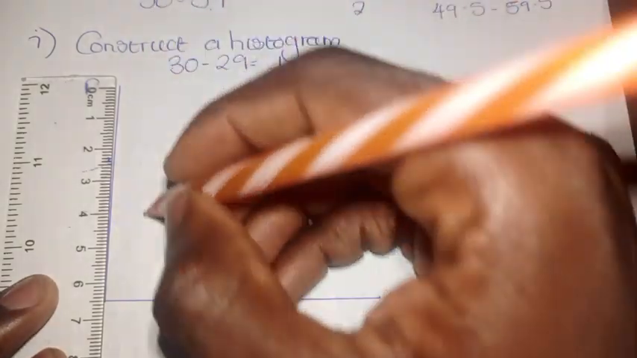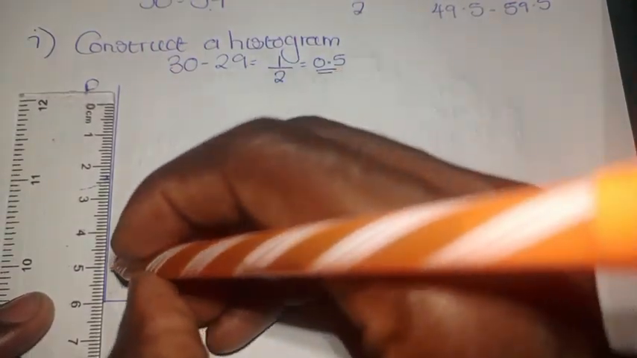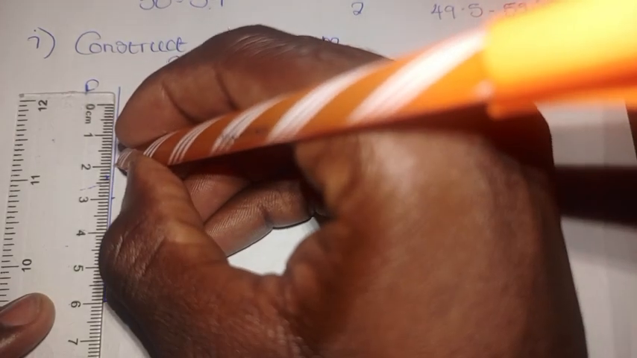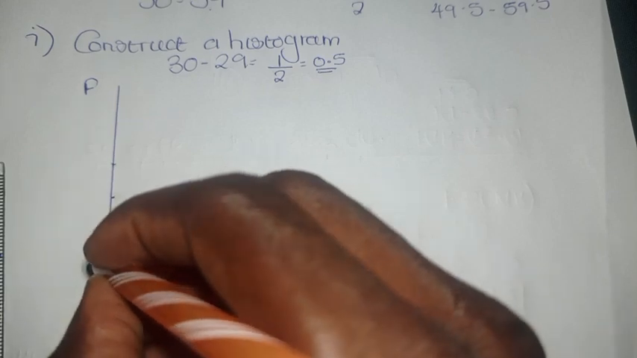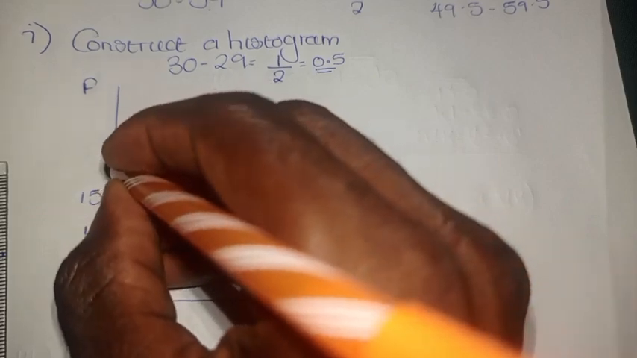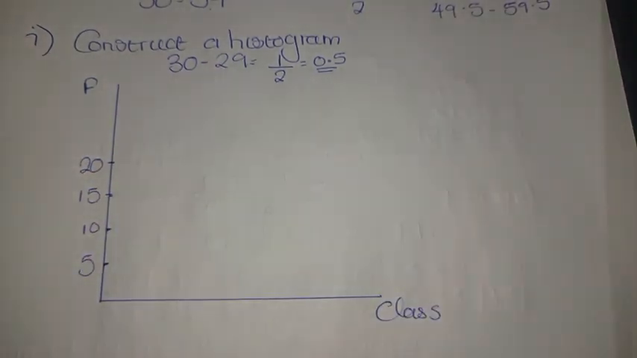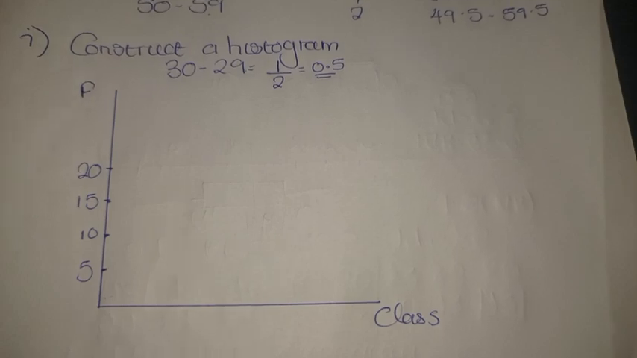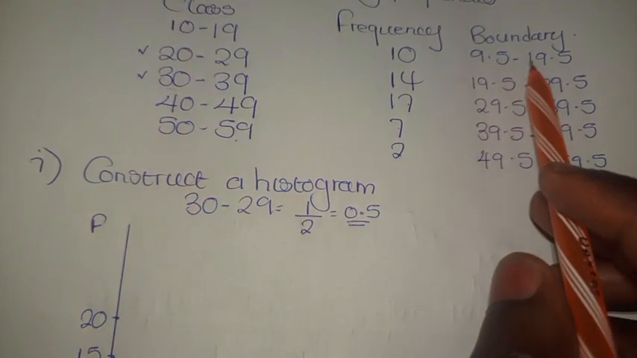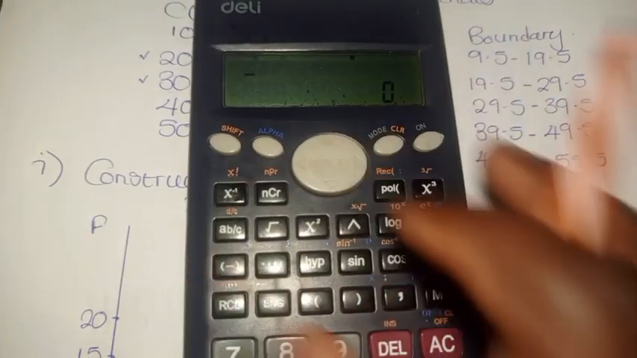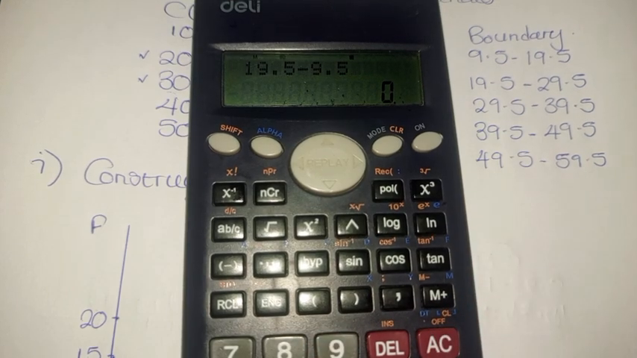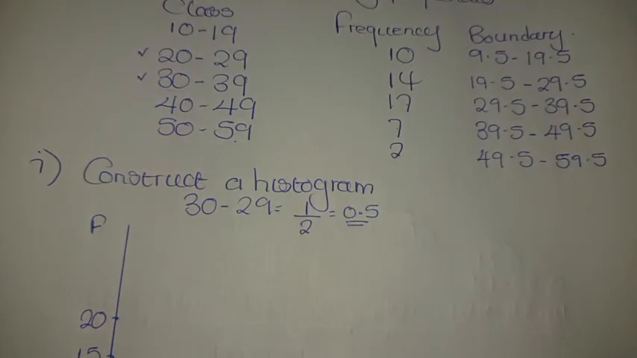We'll just use our 30 centimeter ruler. So we can say here is 5, 10, 15, 20. These are the frequencies on the y-axis. Then we have the boundary to be 9.5 to 19.5. If you check nicely, let us subtract 19.5 minus 9.5 to get the difference. Look, the difference is 10.